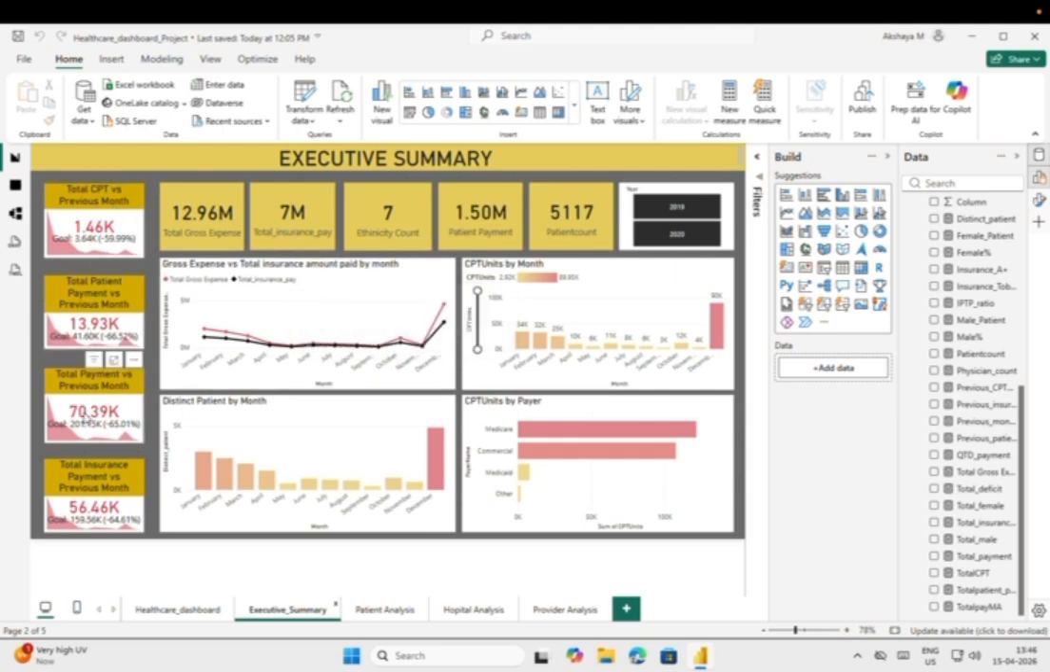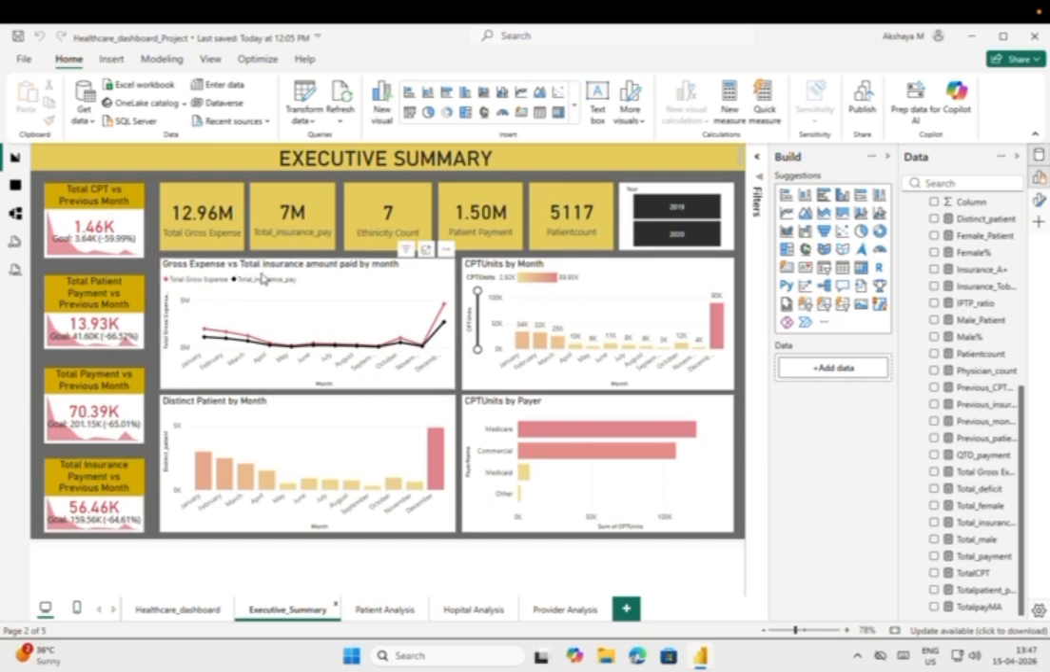These are some of the KPI metrics which compare to previous month, like total CPT, the total amount of operations performed compared to previous month, then total patient payment compared to previous month, total payment, which includes payment from insurance providers, and total insurance payment versus previous month. When seeing this, we can see all those are in negative, which means the previous month performance was better compared to this month.